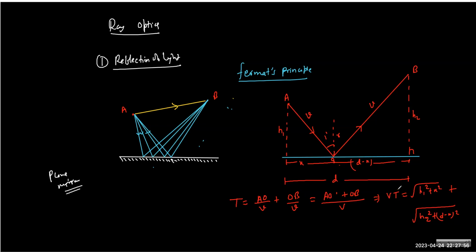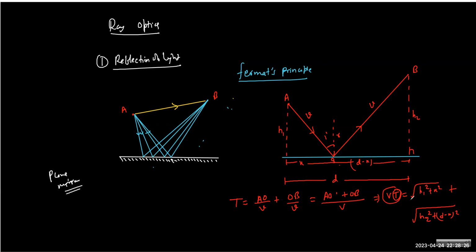So minimizing the time is as good as minimizing the VT, which is called optical length. So VT is the optical length. You're trying to minimize the optical length, which is as good as saying minimizing the time. Both are the same. If you minimize the time, you will also minimize the optical length, but that is not required here because the medium is the same, so we simply minimize the time.